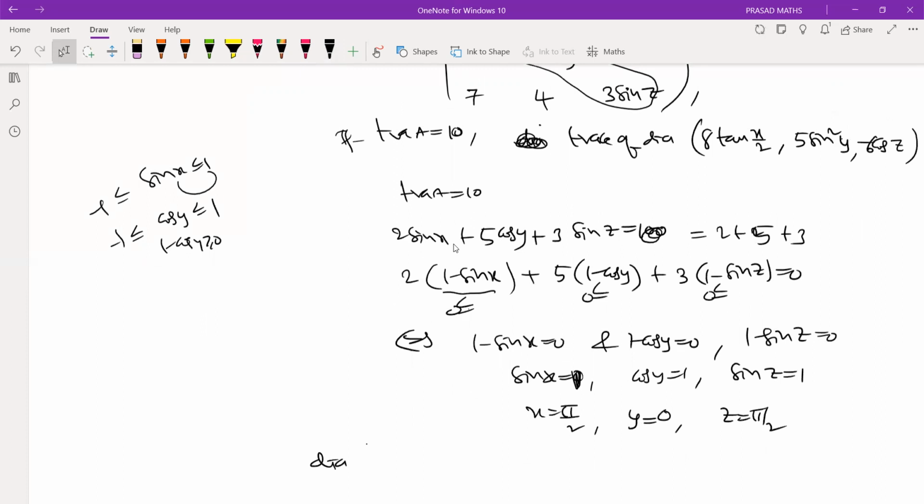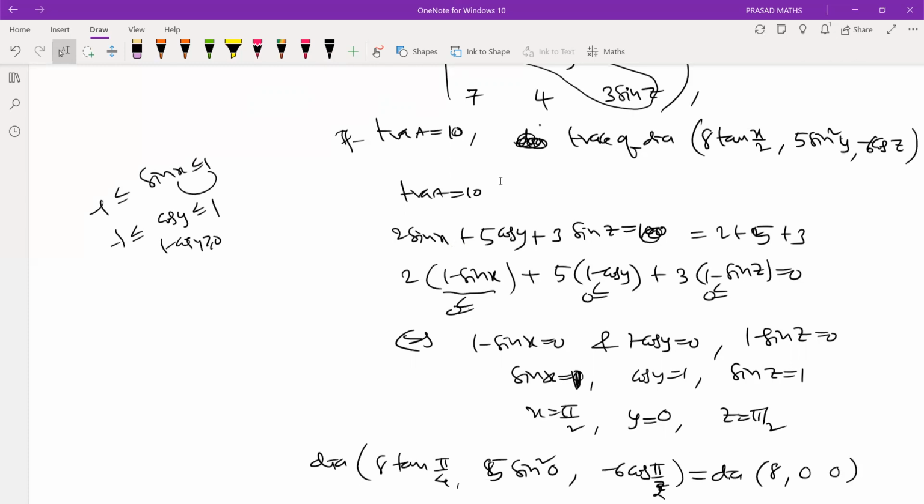Therefore, diag of 8, tan x by 2. Tan x by 2 means pi by 2, pi by 2 means pi by 4. 8, 5 sin square 0, minus 6 cos z means cos pi by 2. Therefore, diag of tan pi by 4 means what? Tan 45, that is 1. Sin 0 is 0. Cos 0 is 0.